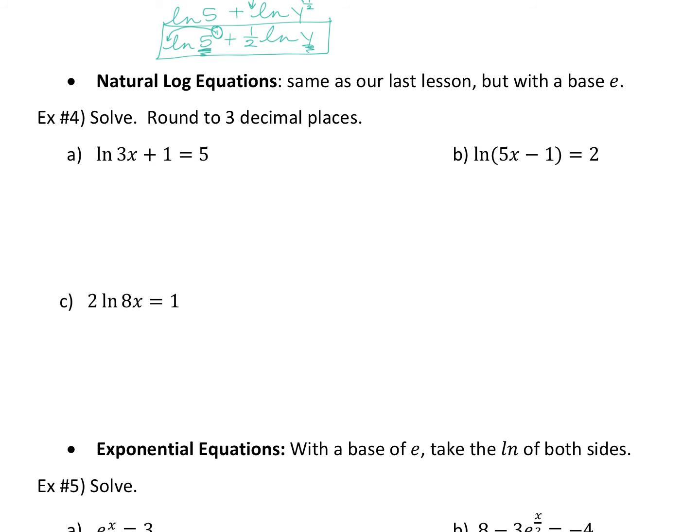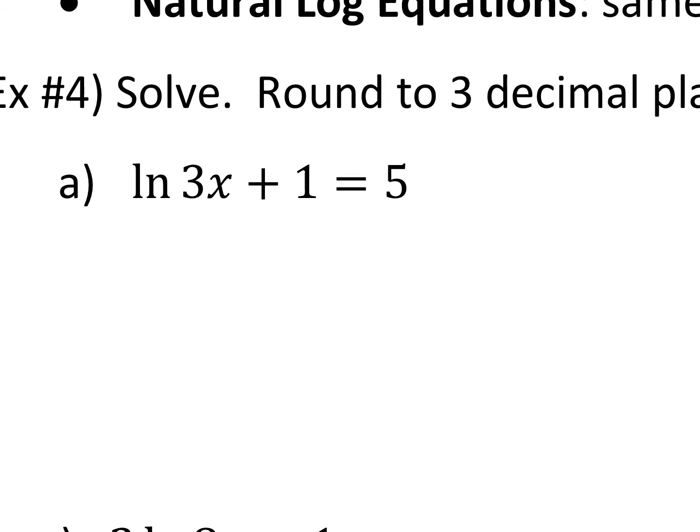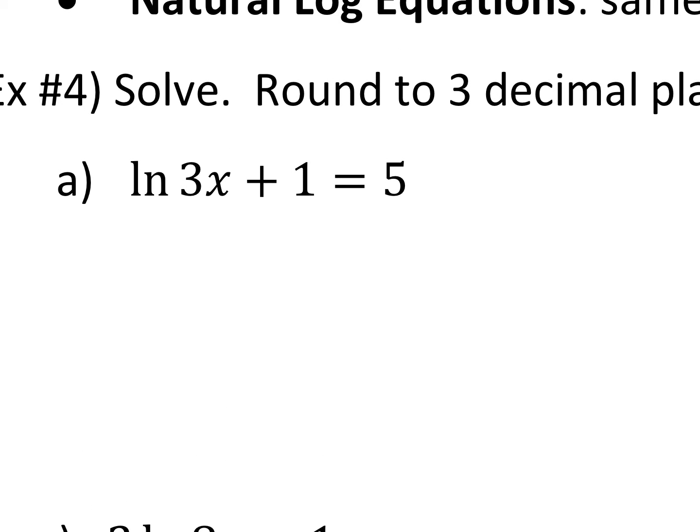Natural log equation. So again, this is just like what we did in the last lesson. It's just that now it's a natural log instead of a log, right? So it's a base of e, but the same idea. So what do we need to do first? The regular algebra, yes. We need to isolate, right? We're trying to get it by itself. So we're going to take minus 1, minus 1. So the natural log of 3x equals 4.